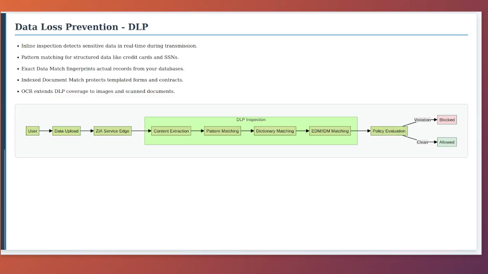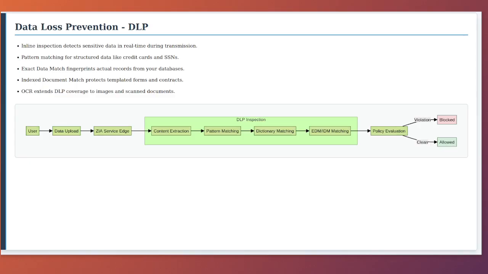When users upload files, post content to websites, or send data to cloud applications, DLP engines analyze the content looking for sensitive patterns. If a policy violation is detected, the transaction can be blocked, quarantined for review, or allowed with logging. DLP detection uses multiple techniques.